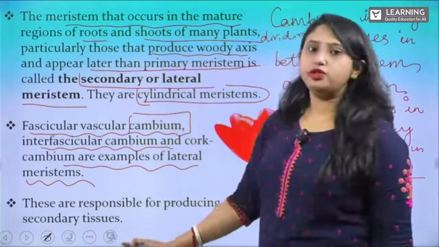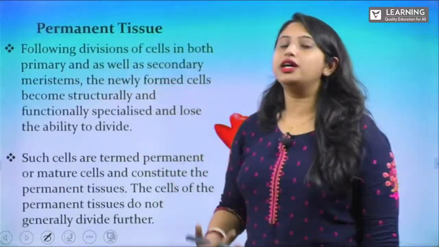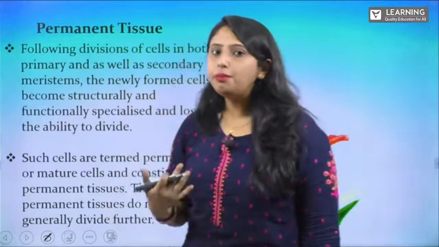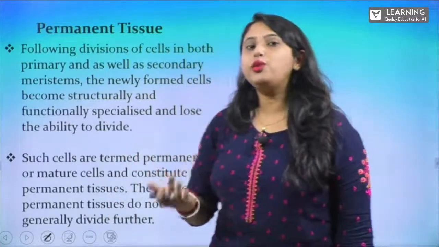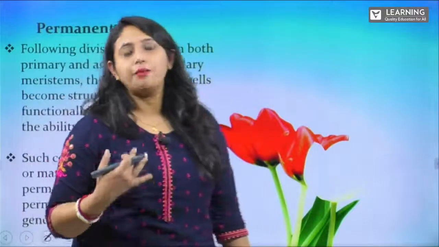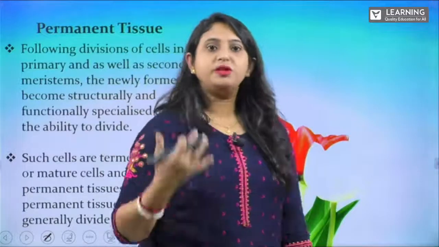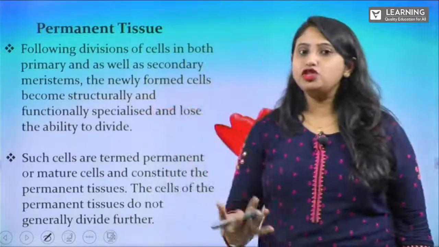So clear up to this, what are the three types of meristem? Now let us move into another type of tissue, that is your permanent tissue. So far we have seen the meristematic tissues, where you have seen that they have the capacity to divide. And what about the permanent tissues? These permanent tissues lack the capacity to divide.